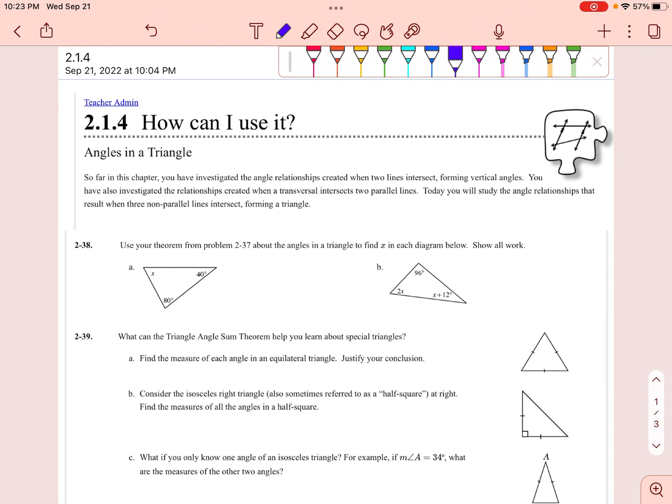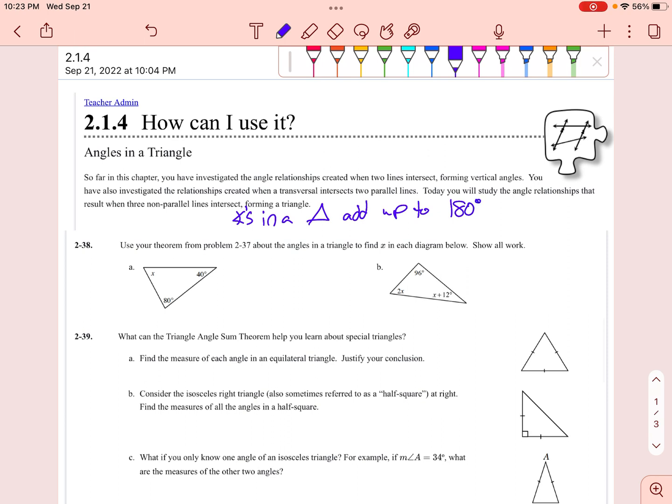So far this chapter, we've been talking about angles. When two lines are intersecting, you make vertical angles. And then we talked about when you have two parallel lines with a transversal: alternate interior angles, same side interior angles. We worked with corresponding angles. And we are now going to talk about what happens in a triangle. So most of you guys know that the angles in a triangle add up to 180 degrees.